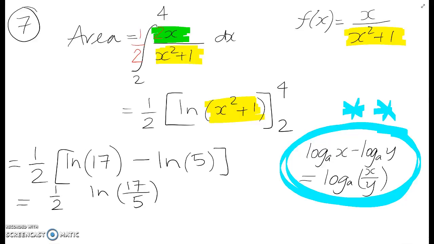They probably don't want me to leave it as an exact answer, do they? Let me read. Oh, they want it to 2 decimal places. Fair enough. So I'm going to go log, just looking for it on my calculator. Log 17 over 5, and then I want half of that. So they want 2 decimal places, so I'm getting about 0.61 to 2 dp.